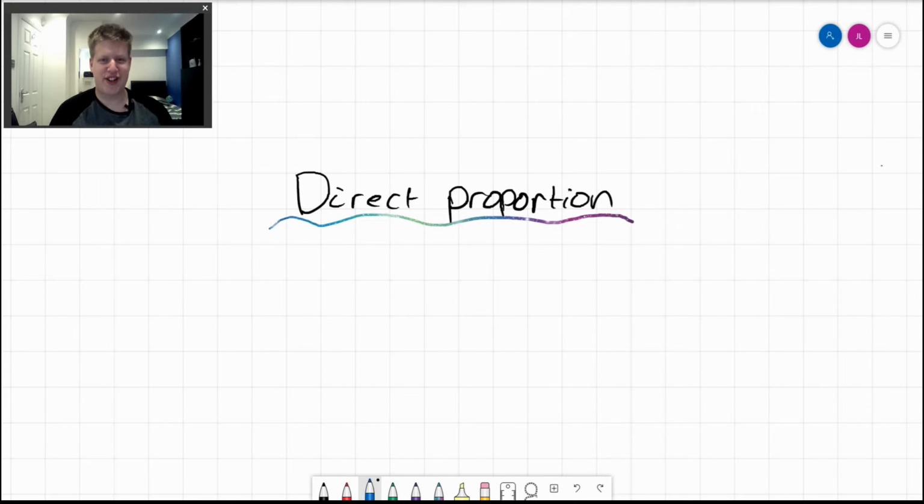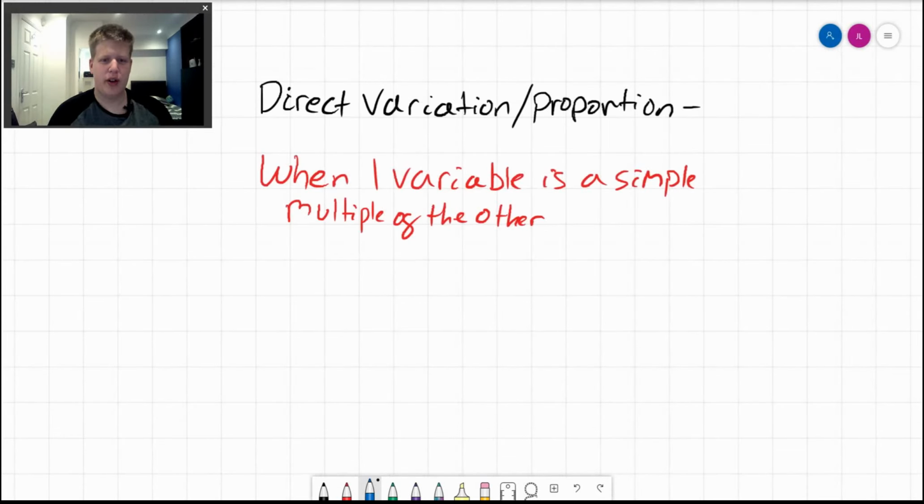Today we're going to look at direct proportion. Let's have a look at the definition for direct proportion, or you can call it direct variation. So, direct variation is when one variable is a simple multiple of the other.